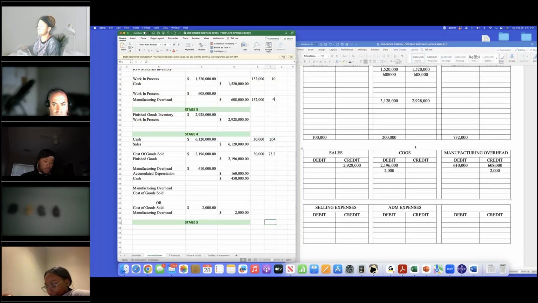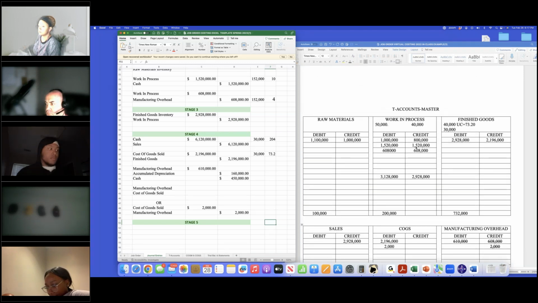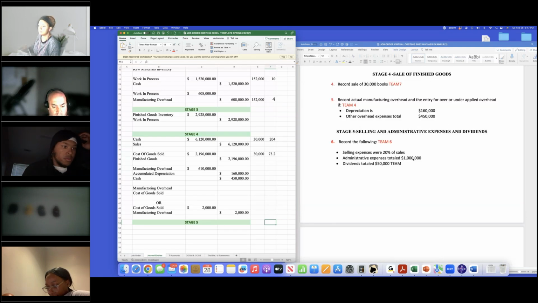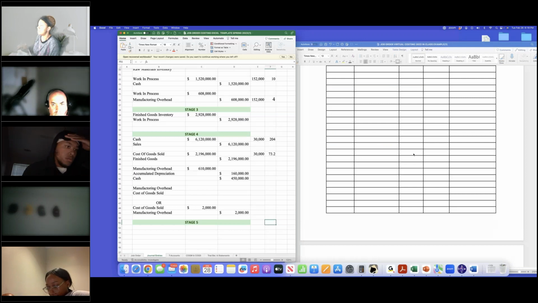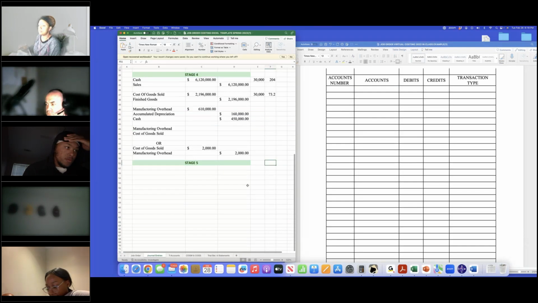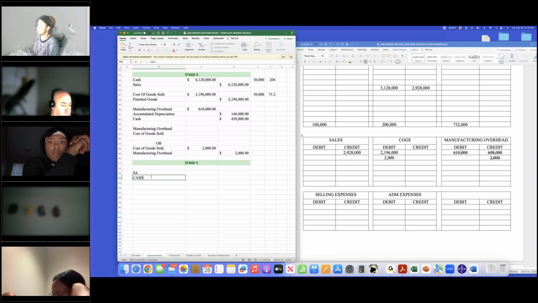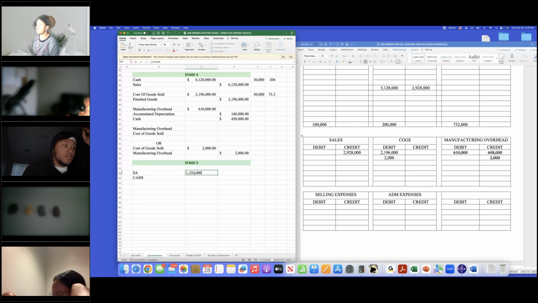Now we need some stage 5 entries. Those should be pretty easy, right? What's in stage 5? Team 6, selling expenses, administrative expenses, and dividends. Where's team 6 at? Right here. All right. So we're gonna debit selling expense. Well, we have to figure out 20% of sales, and we had 6,120,000 for sales. 20% of that is 1,224,000. So we're gonna debit selling expense for that amount and credit cash for that amount, 1,224,000.